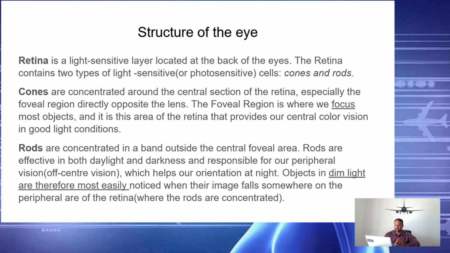However, in dim light, objects are most easily noticed when their image falls somewhere on the peripheral area of the retina where the rods are concentrated. So if you want to try to see even better, try to use your peripheral vision during nighttime. During night flying you usually use red lights as well.